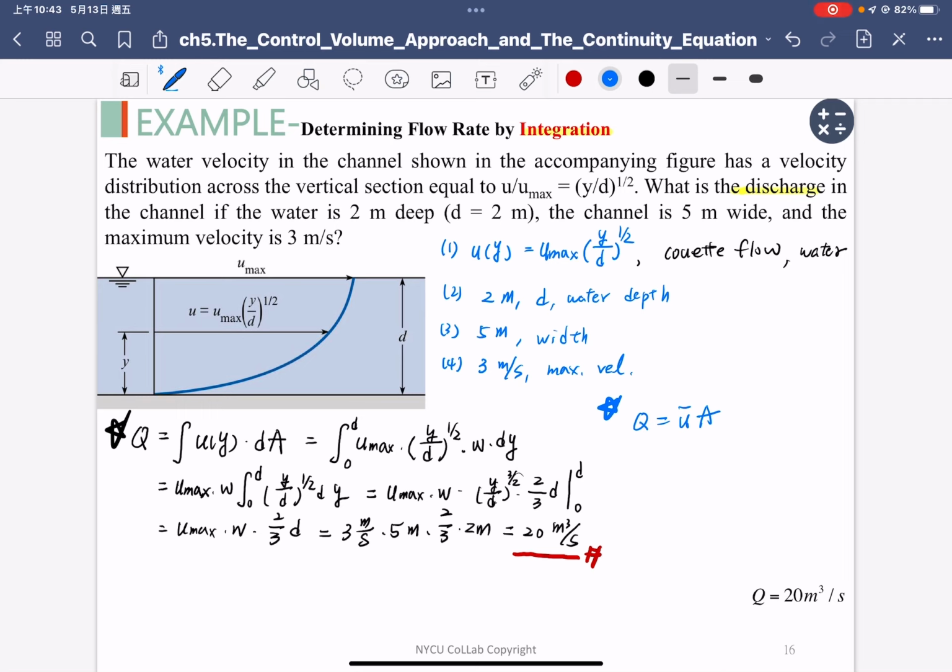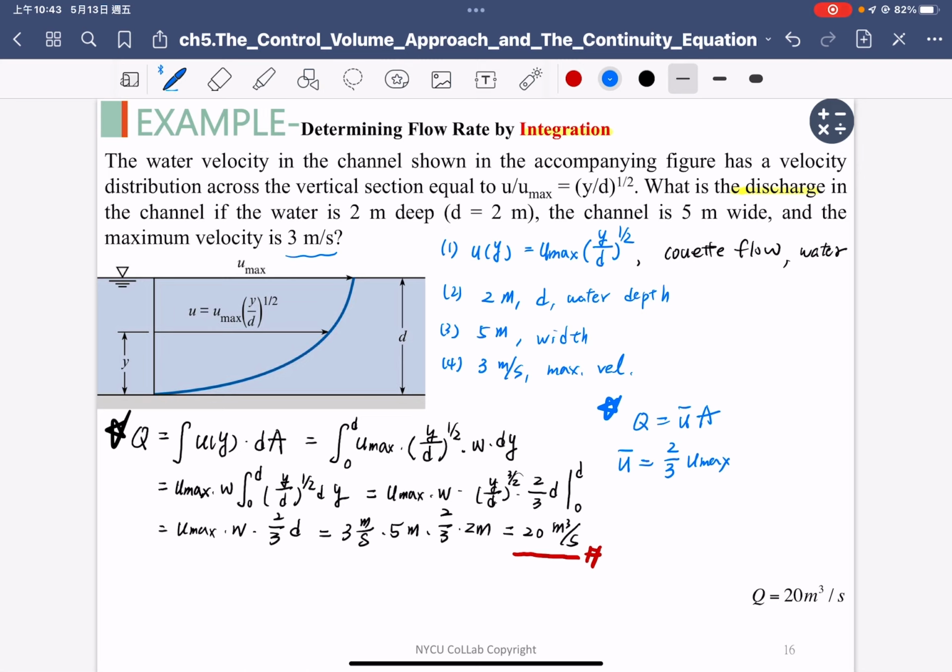And since the exercise already tells us the maximum velocity is 3 meters per second, we know the baseline relationship for channel flow: the mean velocity equals 2/3 of U max. That's based on the channel flow ideas.